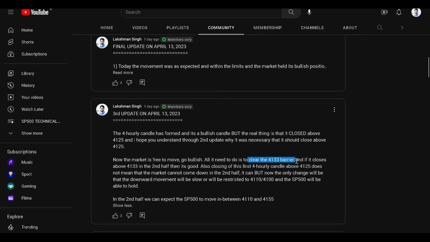Now the only barrier was 4133. It was supposed to breach 4133 so that it can move towards 4155. So in the second half, now the picture was clear. Now it was very much clear that no matter what happens in the entire stock market, in the S&P 500, it will remain in between 4110 and 4155. There will not be any heavy fall, and even the bullish movement will be restricted up to 4155.